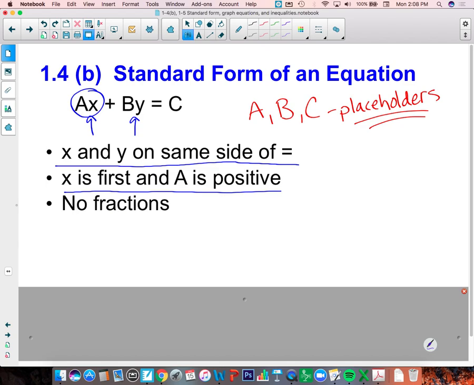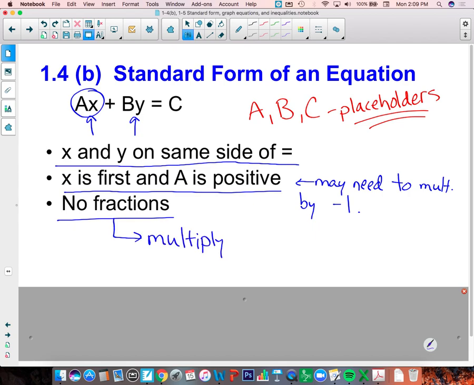So if you move that x term over to the left, and it's negative, how do you take care of that? You have to multiply everything by a -1, so you may need to multiply by a -1 to fix it. And then the third thing here, no fractions. I showed you guys yesterday in an example how to get rid of fractions. If you don't remember, you can multiply by the common denominator.